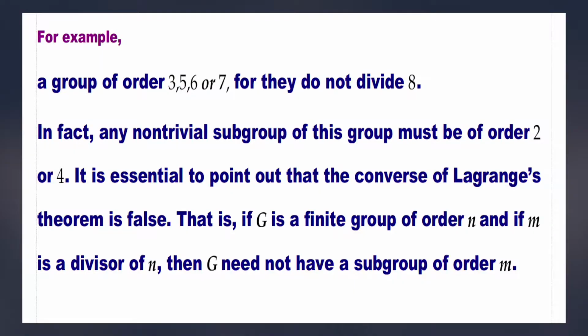Lagrange's theorem has many important applications in group theory. For example, a group of order 8 cannot have a subgroup of order 3, 5, 6 or 7, for they do not divide 8. In fact, any non-trivial subgroup of this group must be of order 2 or 4. It is essential to point out that the converse of Lagrange's theorem is false. That is, if G is a finite group of order n, and m is a divisor of n, then G need not have a subgroup of order m.